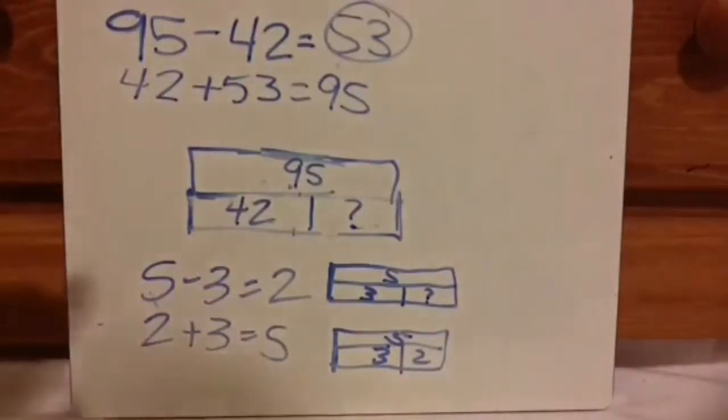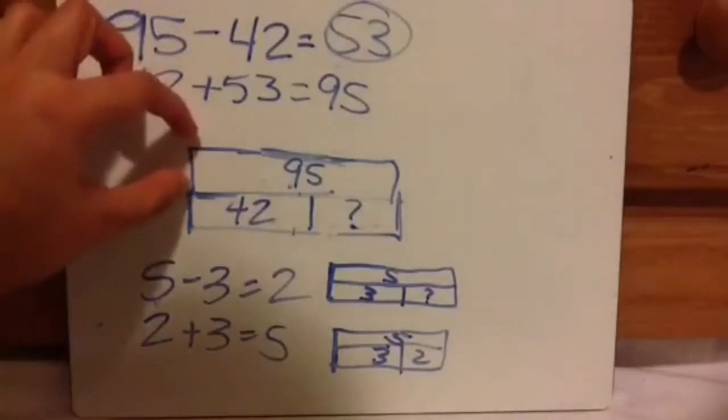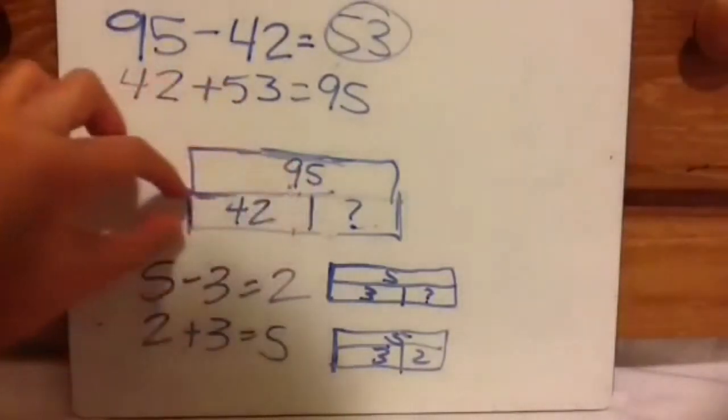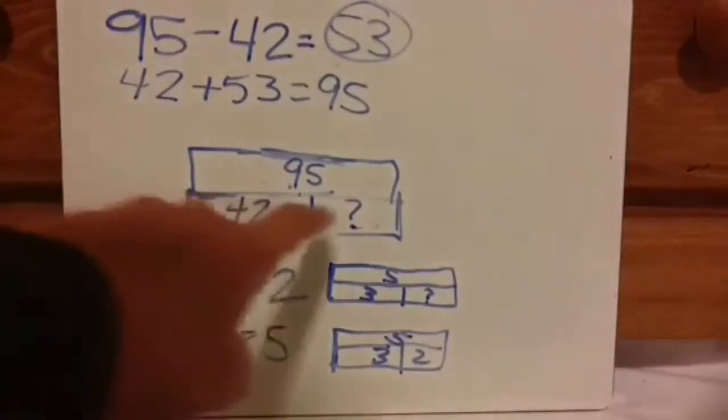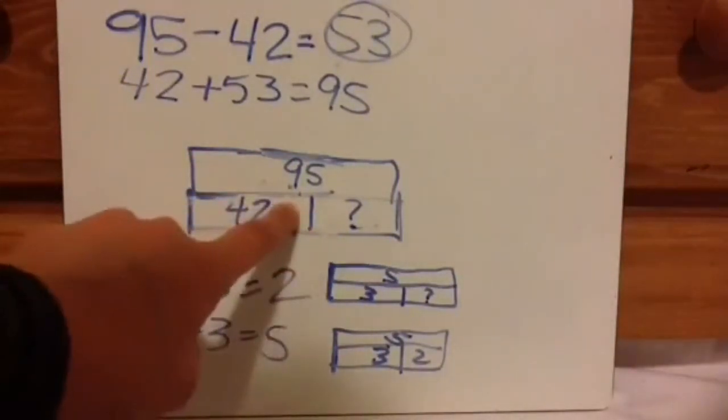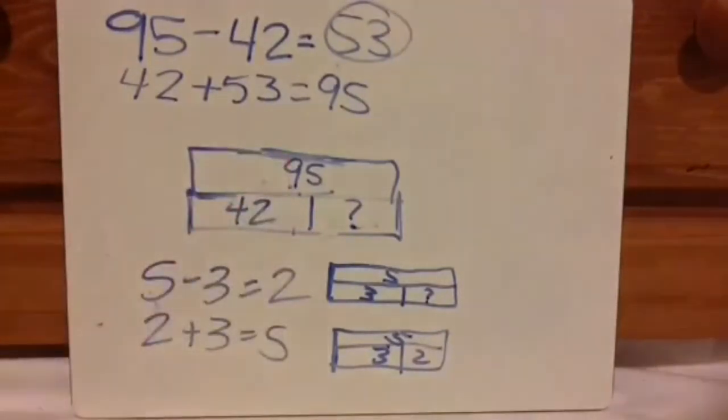So in subtraction, you have a total already there. You're taking a part away of that total, and you're looking for the missing piece. So missing piece plus the piece that you have equals the total. So now let's look at division.